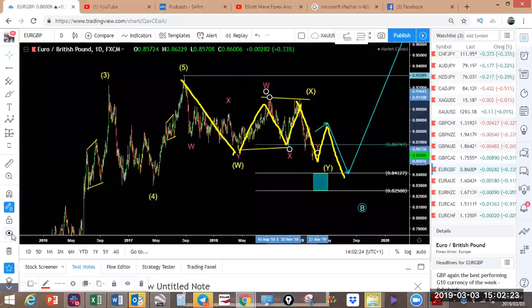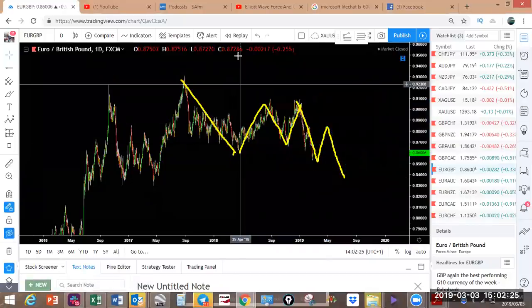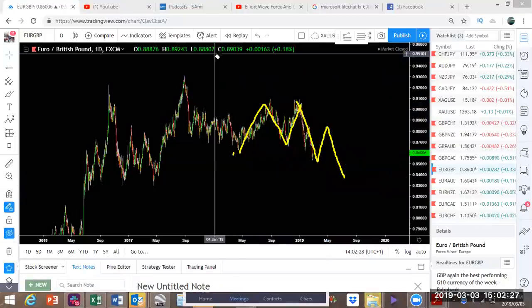Let's remove the labeling so it becomes clearer, and also maybe do this one in 3 waves. Then it becomes a lot clearer. 1, 2, 3. So this one becomes W, this one becomes X, regular flat, and then a Y. Expect a pullback and then a move down here.